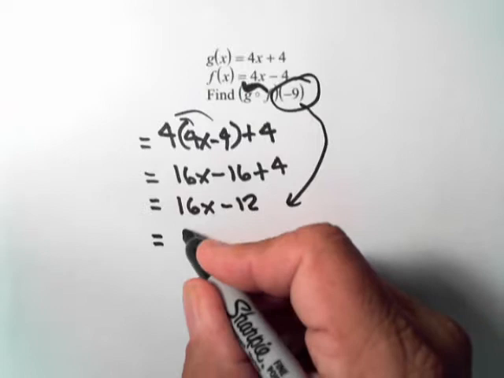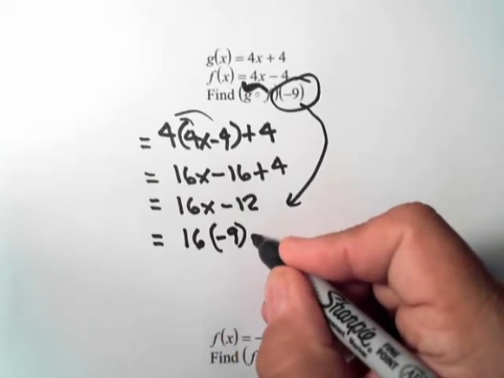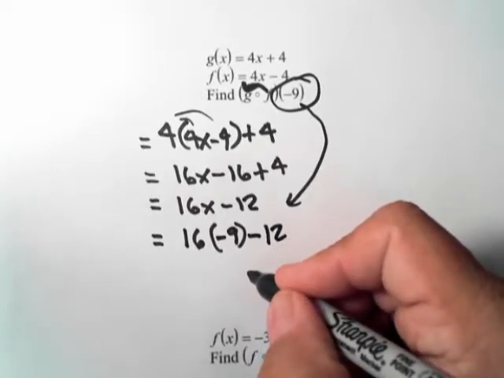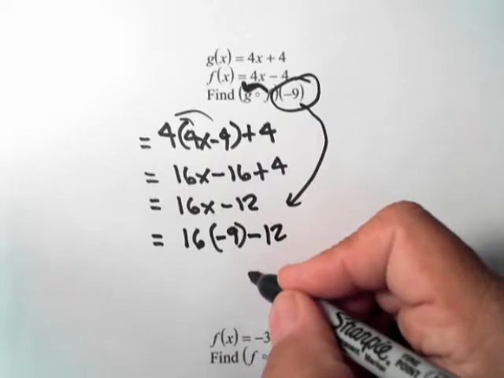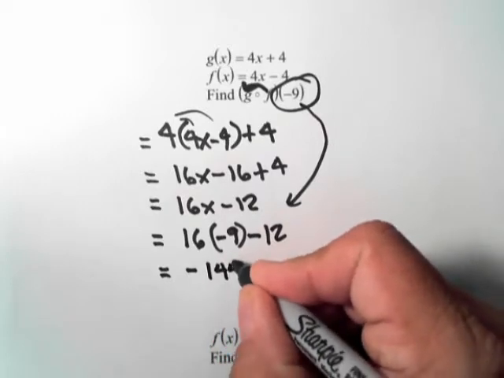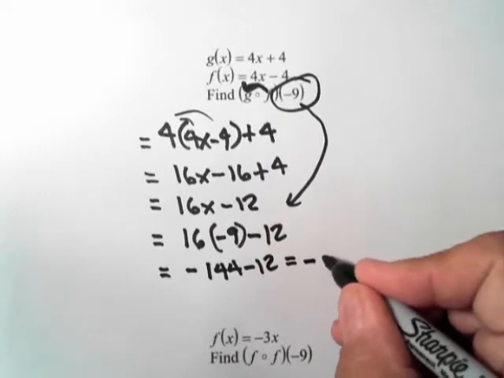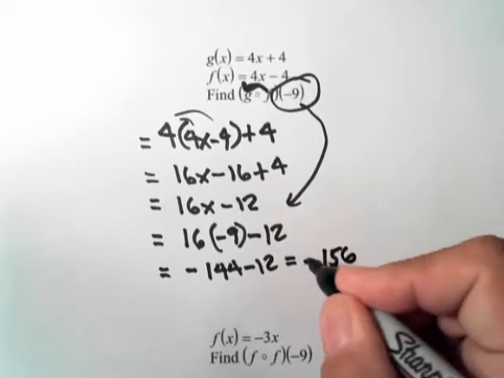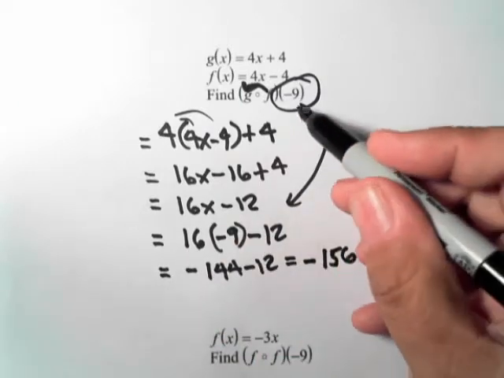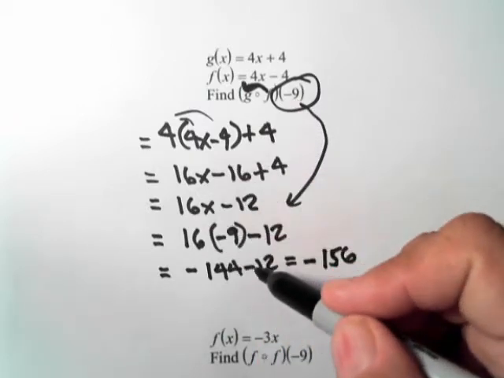So here we go. 16 times negative 9, minus the plain number 12. Well, let's see. What's 16 times 9? I think it's 144, so I think this would be negative 144 minus 12 more. Looks like it's negative 156. Yeah, I think this is right. Looks good. Okay, there it is. Remember, we had to plug in that minus 9, but we had to keep the variables to do the composition first.